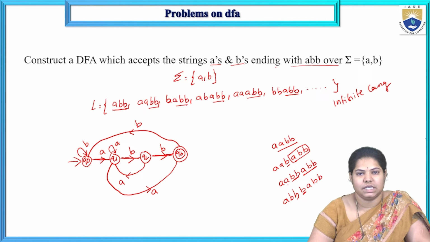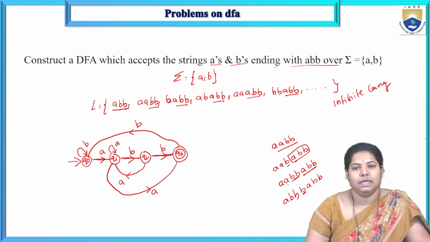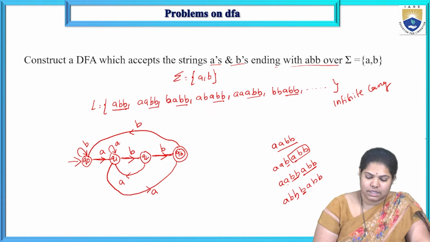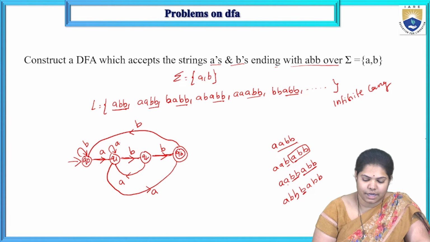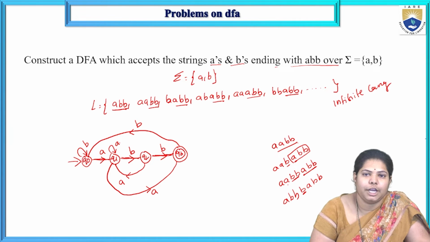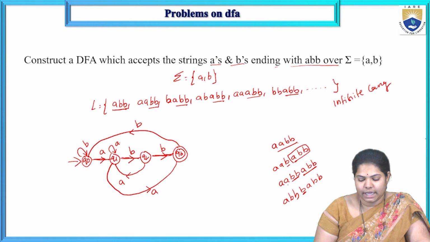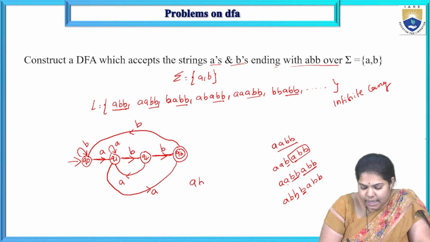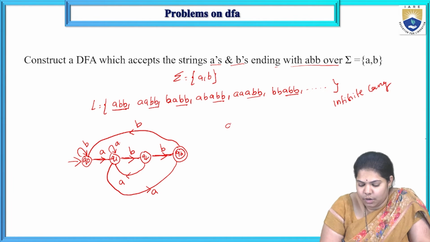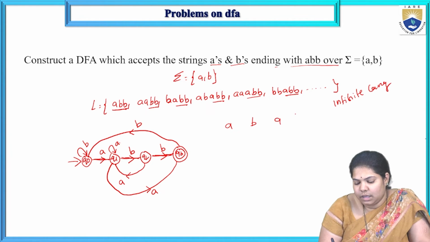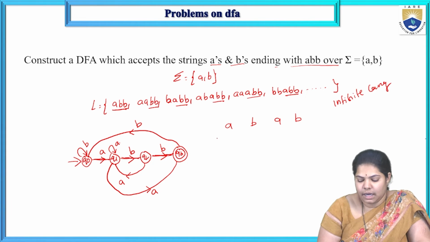I reach the final state by seeing ABB only. So this is the deterministic finite automaton which ends with ABB. This DFA accepts the strings which end with ABB only. If I take an example string A, B, A, B, it doesn't end with ABB, it just ends with AB.